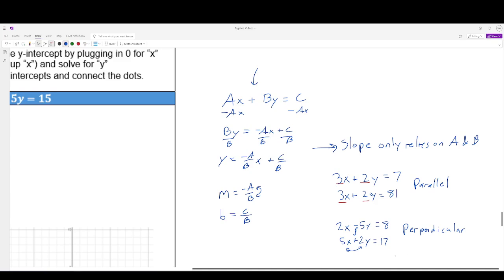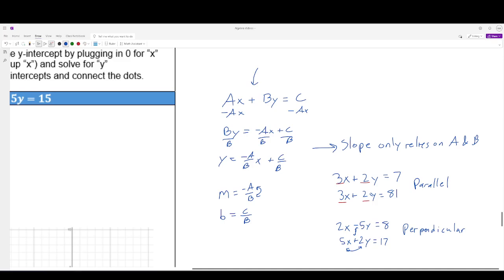Perpendicular. So if you see that the A and B switch places and this sign changes, then we know that those are perpendicular lines without ever having to graph them or rearrange them into slope-intercept form. So those are some advanced shortcuts you can use if you understand this at a higher level.